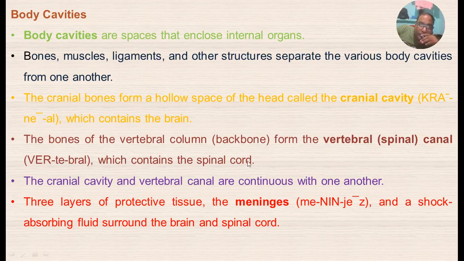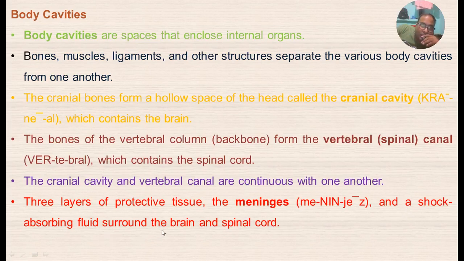The cranial cavity and the vertebral canal are continuous with one another. So cranial cavity means the brain is located in the cavity, that is the cranial cavity, and the vertebral canal encloses the spinal cord. So the brain and spinal cord are interconnected with each other. So the cavities are also interconnected, that is, they are continuous with each other. Three layers of protective tissue, that is meninges, and a shock absorbing fluid surround the brain and spinal cord.